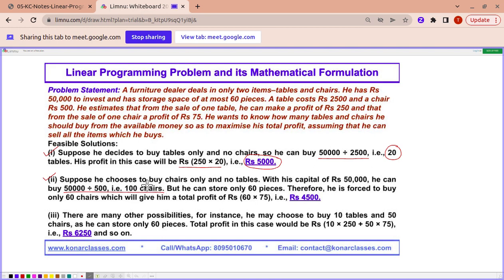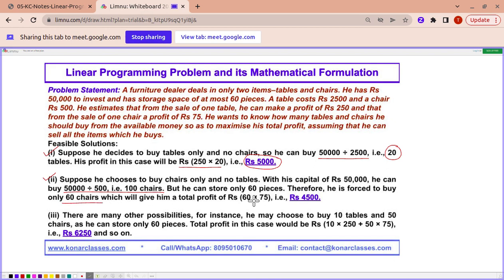But you see, dear students, there is a constraint of 60 pieces. Including chair and table, he can purchase a maximum of 60 pieces because of the space constraint. As there is a space constraint of 60 pieces, he can only take 60 pieces. Therefore, he is forced to buy only 60 chairs, right?